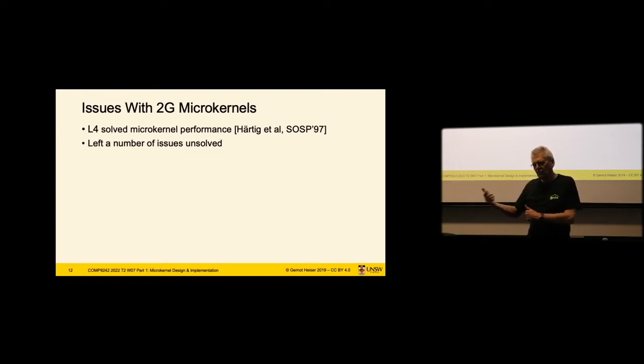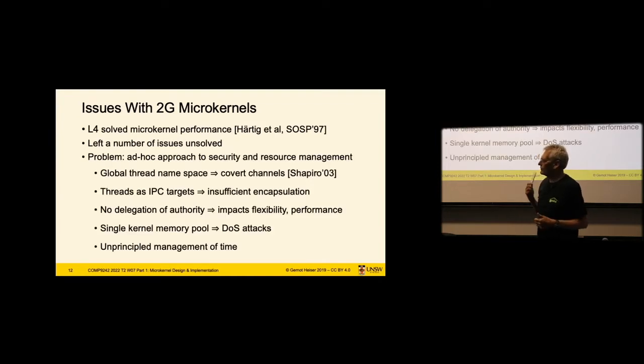What the second generation kernels, in particular L4, did was solve the performance problem. So L4, the original version, was just blindingly fast, and as I said, the later ones were still in the same ballpark, and generally very close to the hardware limit. But there were a number of issues that were not resolved. And here's a probably not completely complete list, but certainly all the major ones.